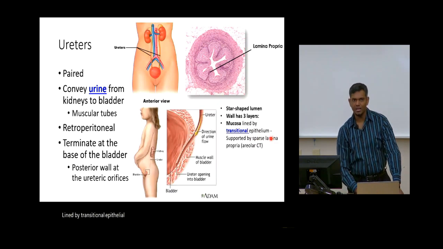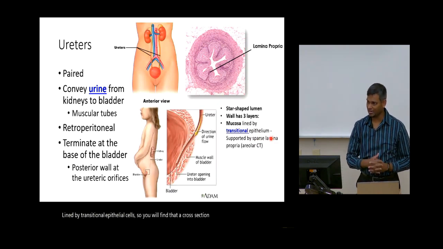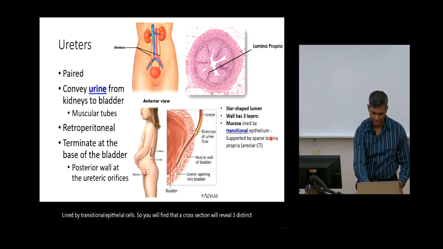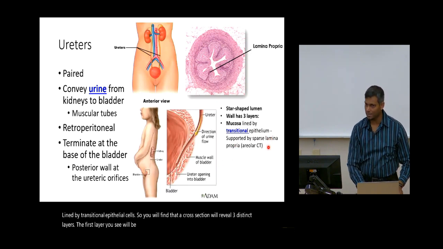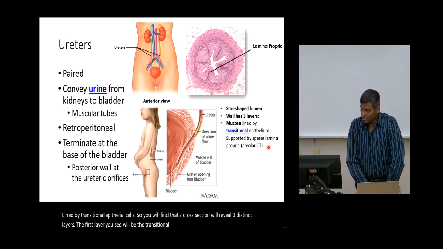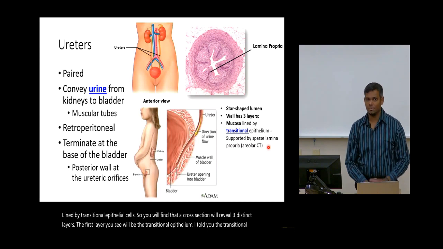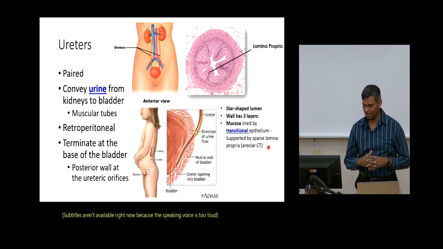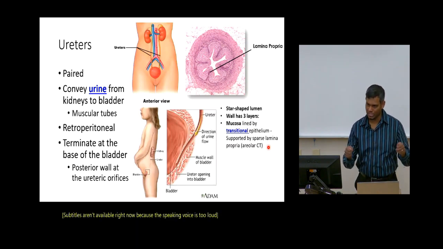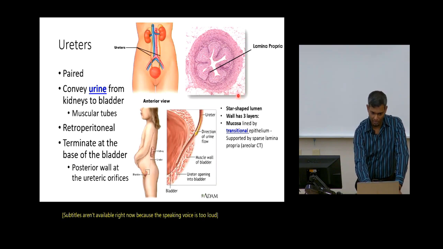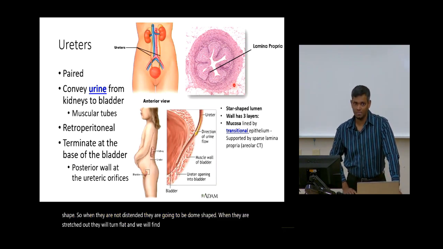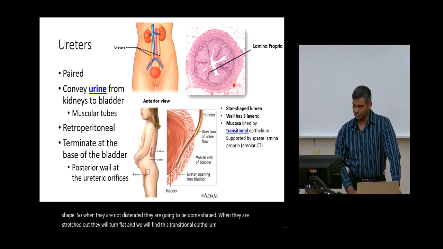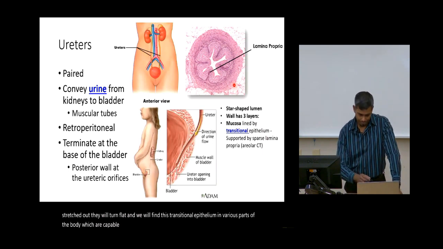We will find that a cross-section will reveal three distinct layers. The first layer you see will be the transitional epithelium. I told you the transitional epithelium are cells which are capable of distending and returning back to their normal shape. When they are not distended, they are going to be dome-shaped. When they are stretched out, they will turn flat. And we will find this transitional epithelium in various parts of the body which are capable of stretching.